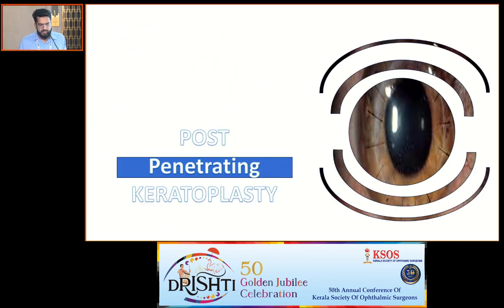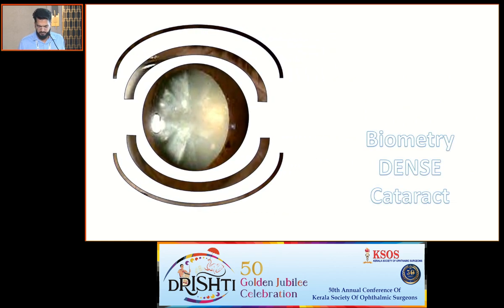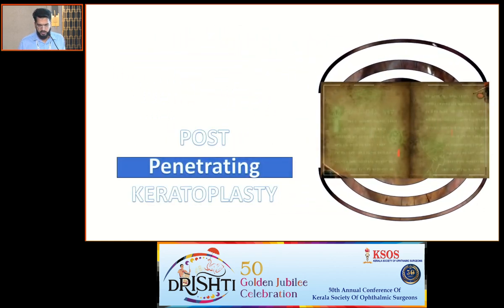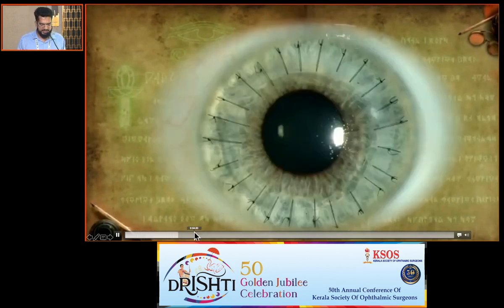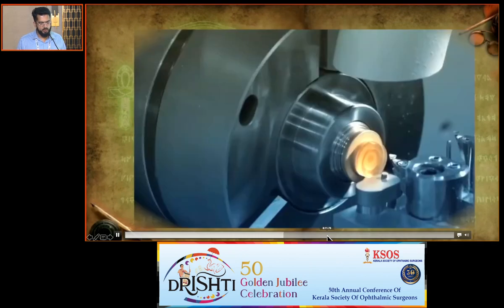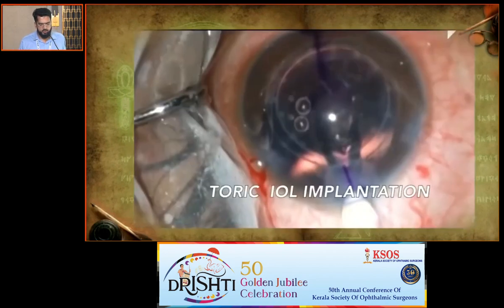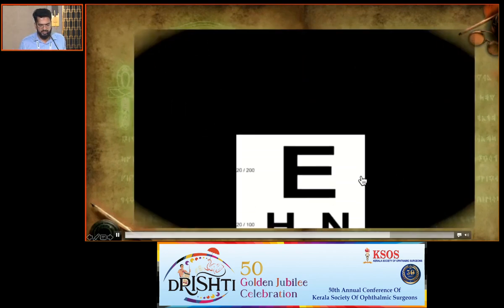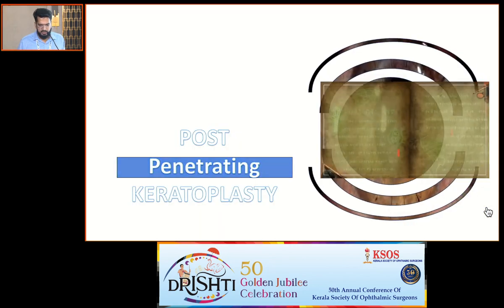The next thing is penetrating keratoplasty. In penetrating keratoplasty, we know we usually land up with high cylindrical values in post keratoplasty cases. And here the idea now is that toric IOLs give us a maximum of -6. But if it is more than that, we actually have the freedom of customizing the intraocular lenses.